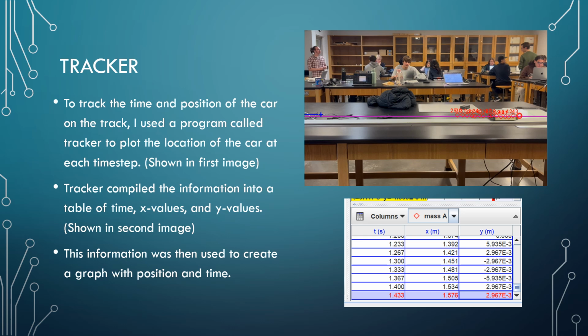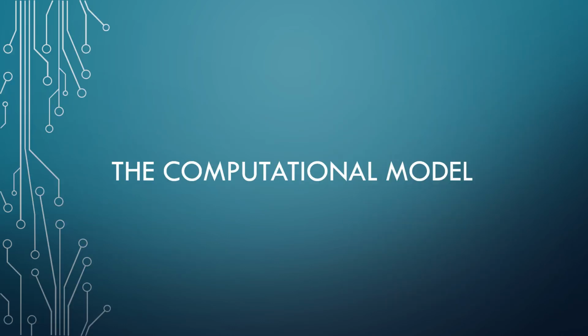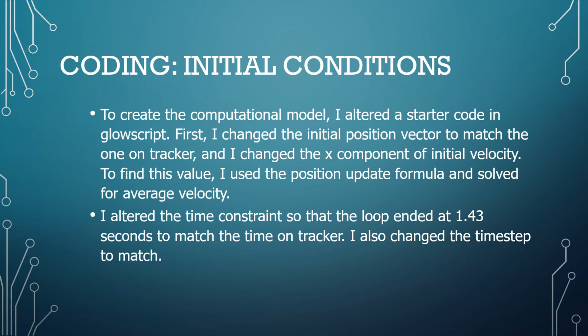So now for using Tracker. To track the time and position of the car on the track, I used a program called Tracker to plot the location of the car at each time step, and that's shown in the first image. Tracker compiled the information into a table of time, x values, and y values, and that's shown in the second image. This information was then used to create a graph with position and time, and that's shown on a later slide.